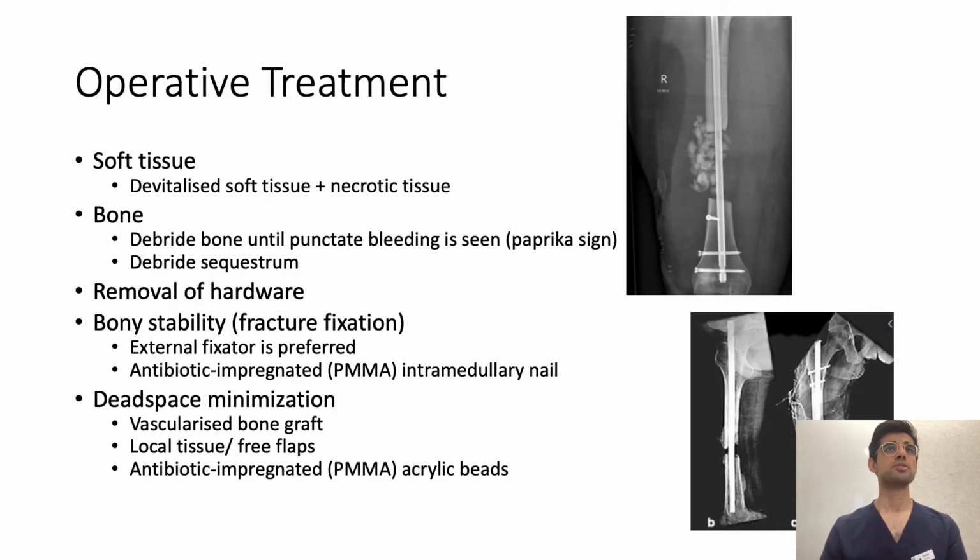So in terms of fracture fixation, you can get antibiotic impregnated implants, which can help avoid developing a biofilm for the bacteria. And there are also things such as antibiotic impregnated acrylic beads to help fill dead space. It's also recommended to use bone grafts or local tissue free flaps to cover up the dead space to avoid infection accumulating. Those are the main principles for management, and that's my presentation on osteomyelitis.